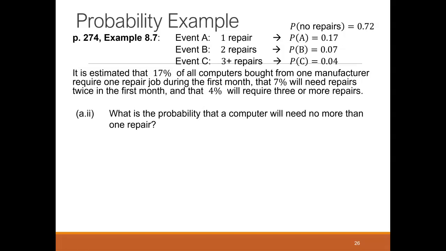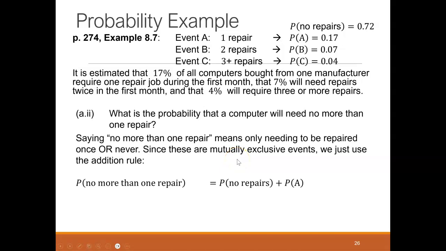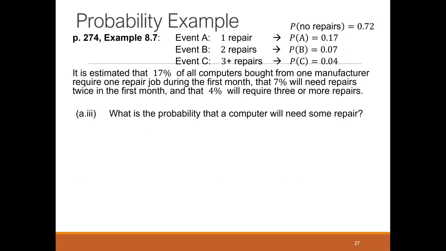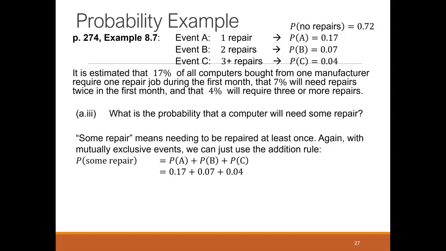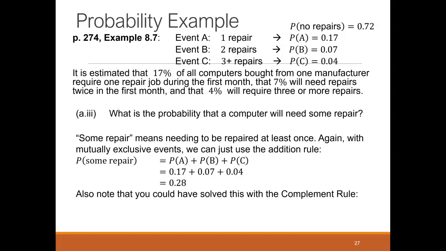What is the probability a computer will need no more than 1 repair? So that could be 1 repair or 0 repairs, right? So it should be P of A plus no repairs, so 89%. What is the probability that a computer will need some repair? Well, that's 1, 2, and then 3 or more, so it's 17 plus 7 plus 4, or 28%.